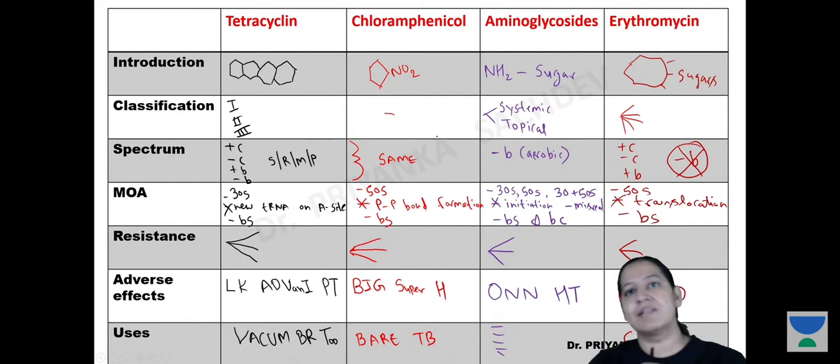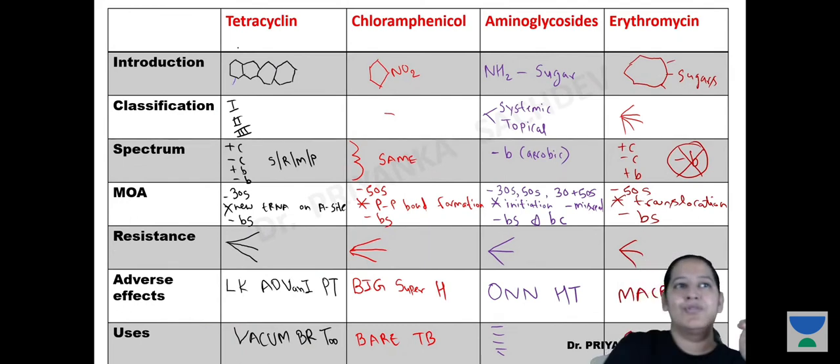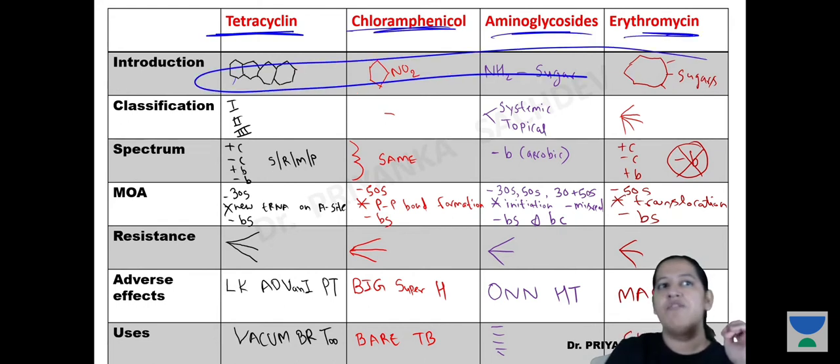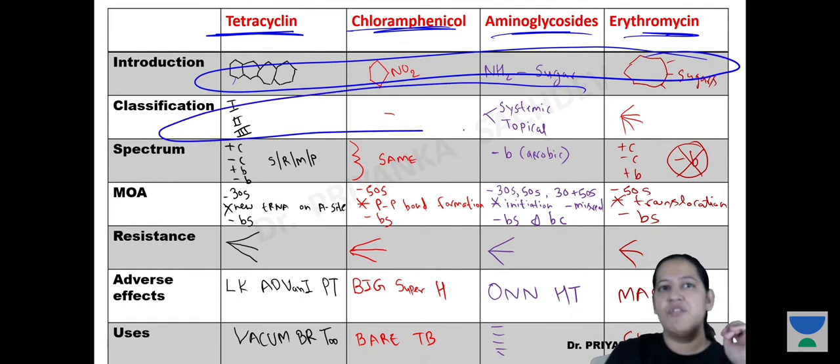And today's class, this is the summary. The summary is in front of you. Please be fast. What is the summary? So you see there are 4 drugs. This is the master table: tetracycline, chloramphenicol, aminoglycoside, erythromycin. Compare the structure of all. Compare the classification of all.